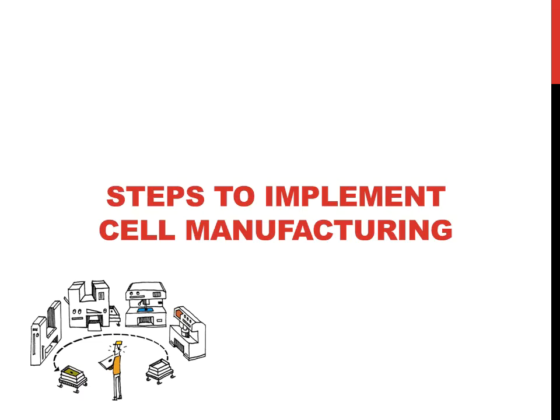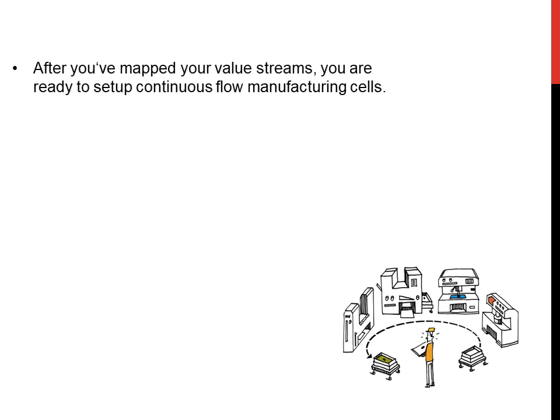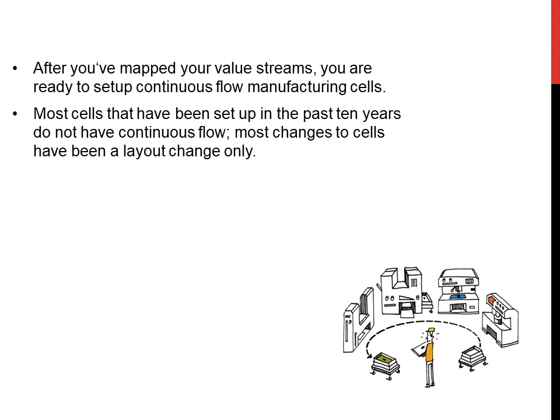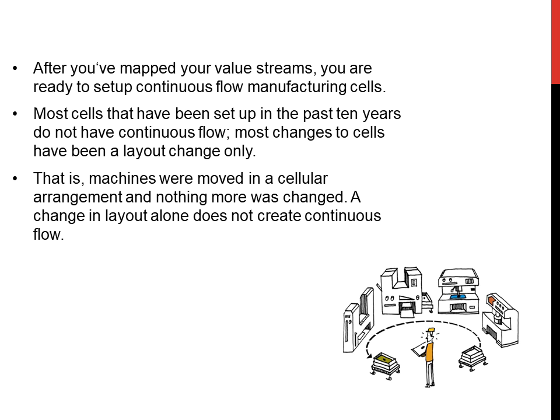Steps to implementing cell manufacturing. After you've mapped your value streams, you are ready to set up continuous flow manufacturing cells. Most cells that have been set up in the past 10 years do not have continuous flow. Most changes to cells have been a layout change only. That is, machines were moved in the cellular arrangement and nothing more was changed. A change in layout alone does not create continuous flow.